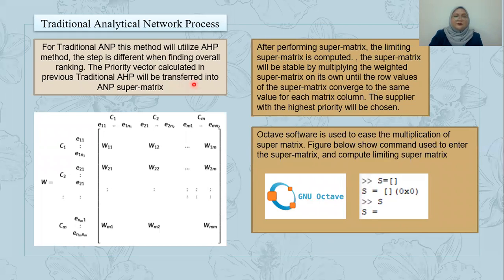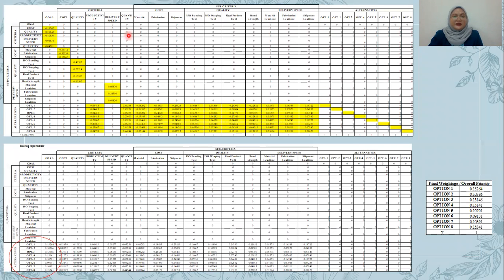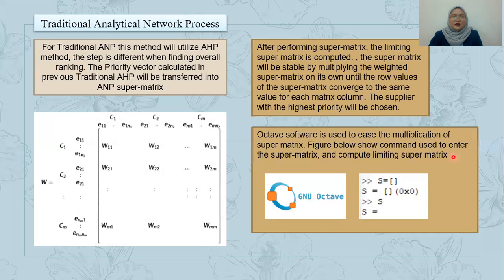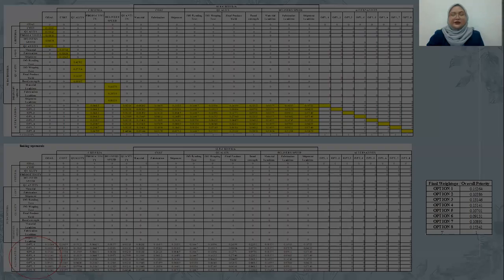For the traditional ANP process, this method will utilize the AHP method. The step is different when finding the overall ranking. The priority vector calculated in the previous traditional AHP will be transferred into the supermatrix. This is the formula for the supermatrix. Then for the supermatrix, I will do the limiting matrix by multiplying the supermatrix with its own value. Then I will get the overall priority. I use Octave software to do the multiplication of the supermatrix.